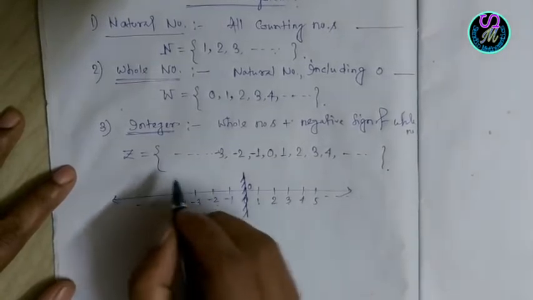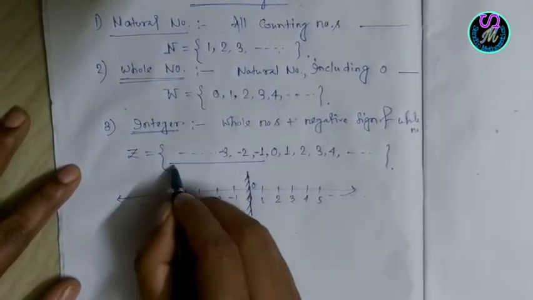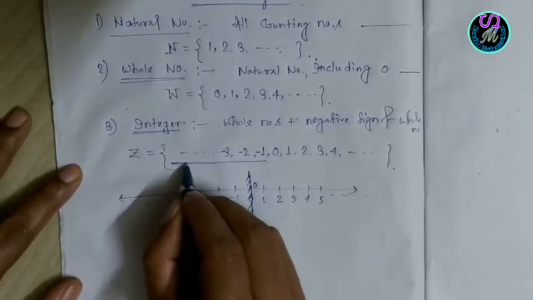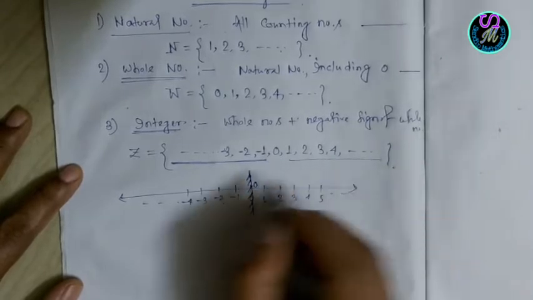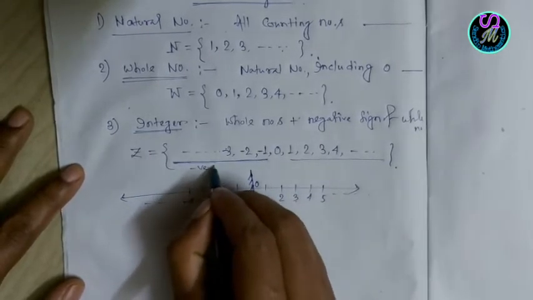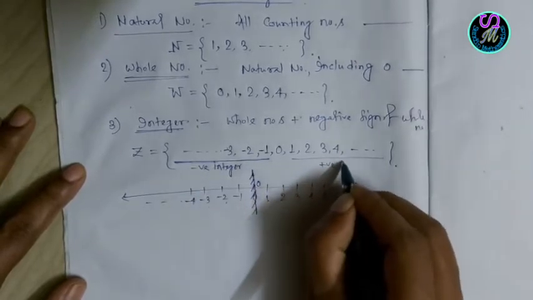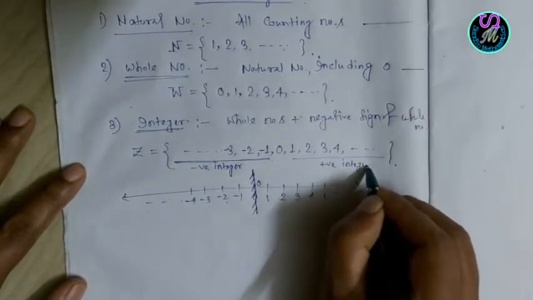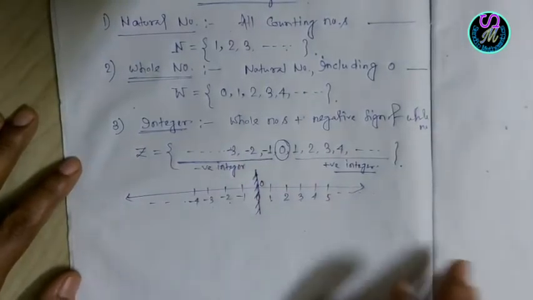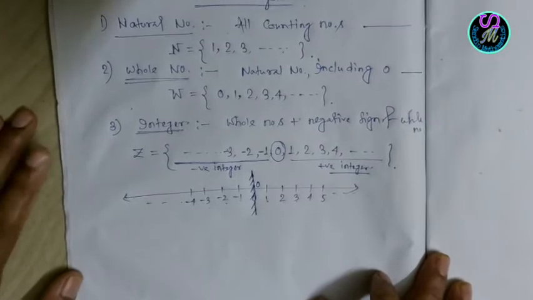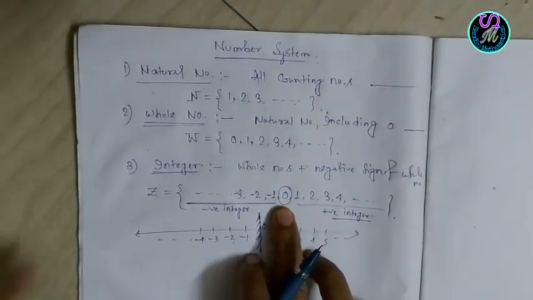Now integers have three parts. From minus infinity to -1 is called the negative integers, and 1 to infinity is the positive integers, and 0 is itself an integer. So there are three types of integer: one is the negative integers, another is the positive integers, and 0 is itself an integer.